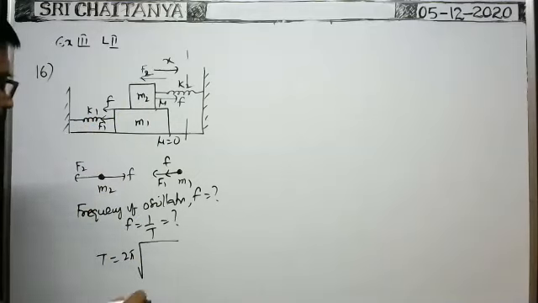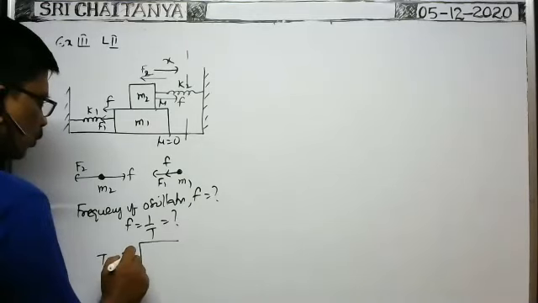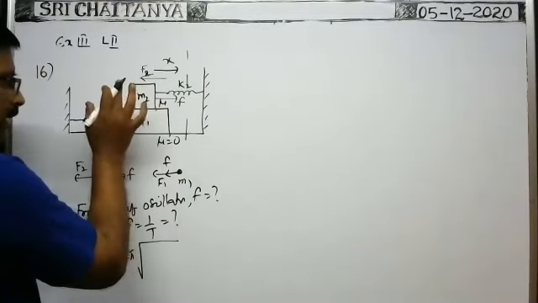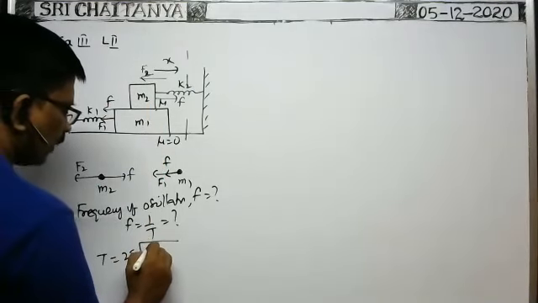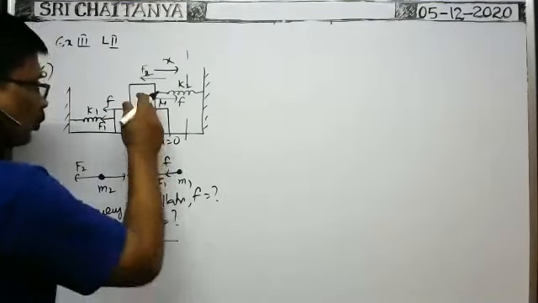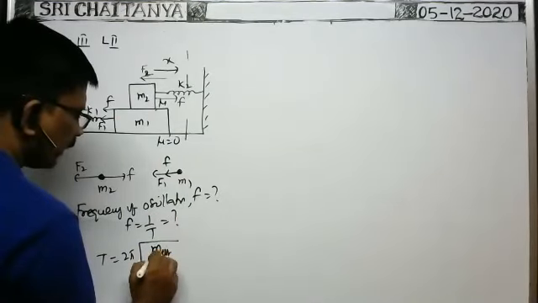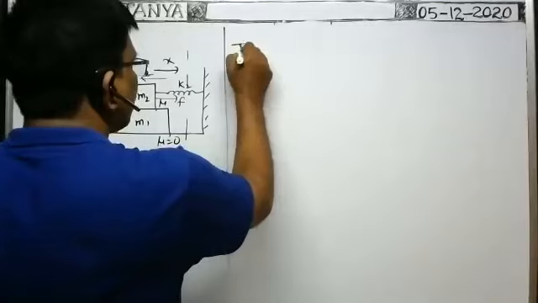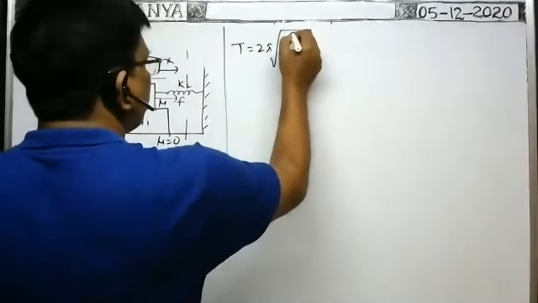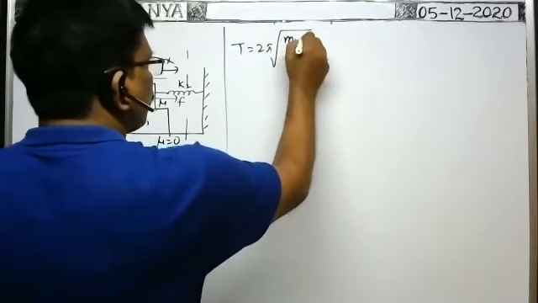What is the spring constant? In case of a load attached to the spring, the formula for time period is 2 pi into root of m by k. But here two blocks are there. That's why we have to write effective mass by effective spring constant. Therefore T is equal to 2 pi into root of m, where the effective mass is m1 plus m2.